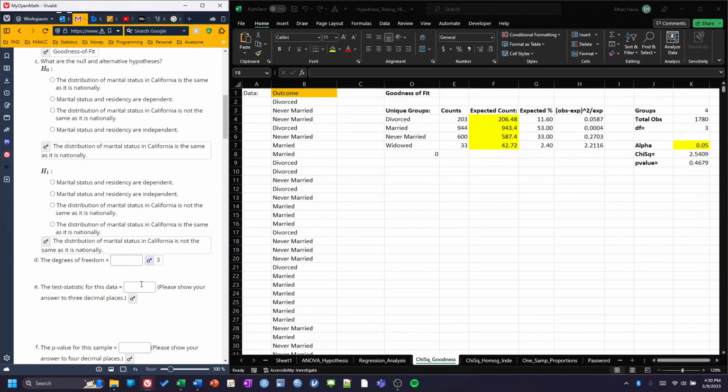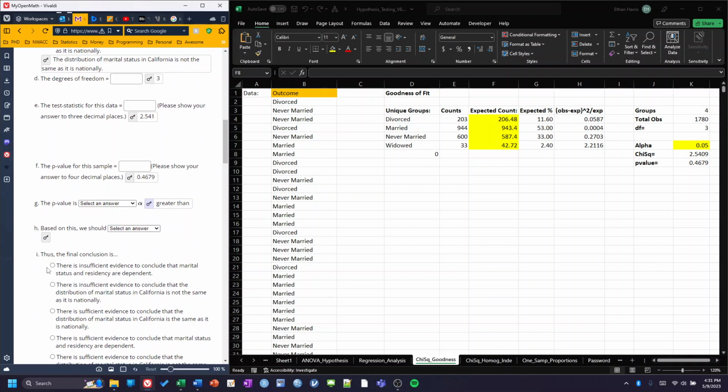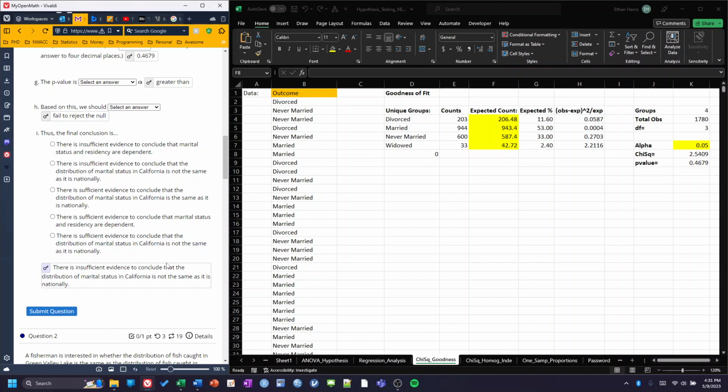The test statistic that we get is going to be this chi-squared of 2.541. The p-value is given here as 0.4679, and the p-value is going to be greater than alpha. So based on this, we should fail to reject the null hypothesis. Our final conclusion is that there's insufficient evidence to conclude that the distribution of marital status in California is not the same as it is nationally.